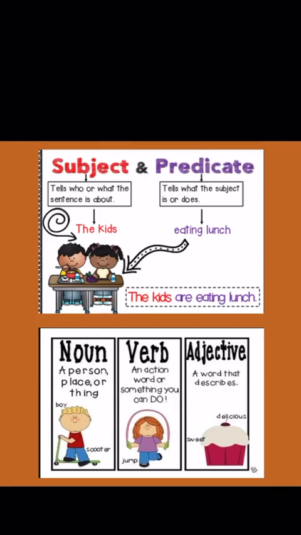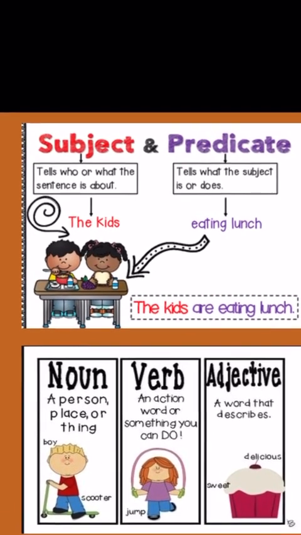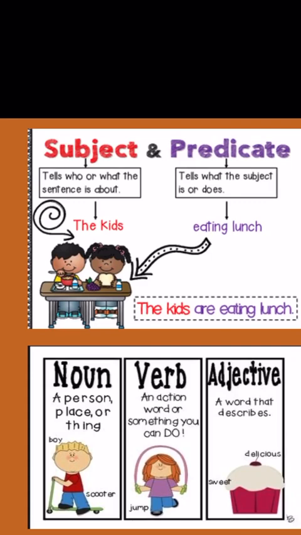Subject and predicate. Who remembers what subject and predicate is? A subject tells who or what the sentence is about. Predicate tells what the subject is doing or does. Okay, let's look at that sentence they gave us. The kids are eating lunch. Who's that sentence about?